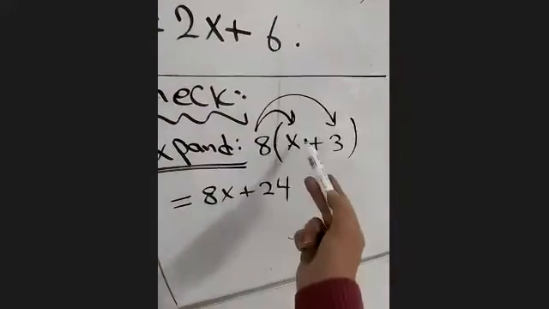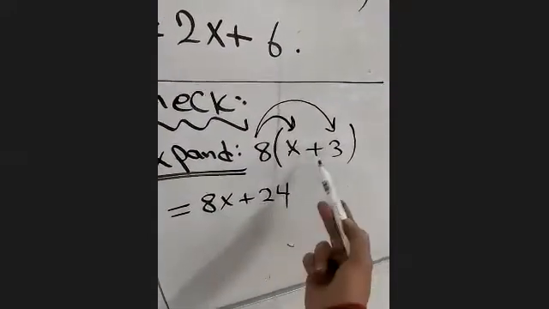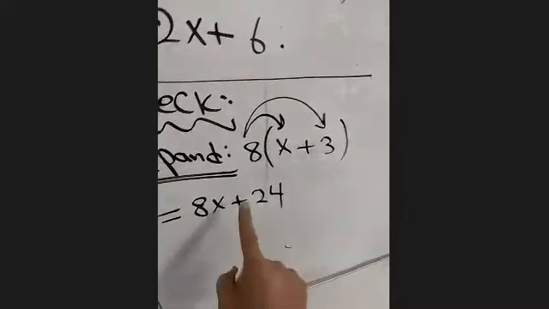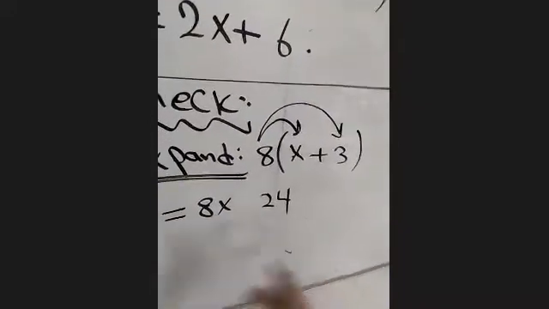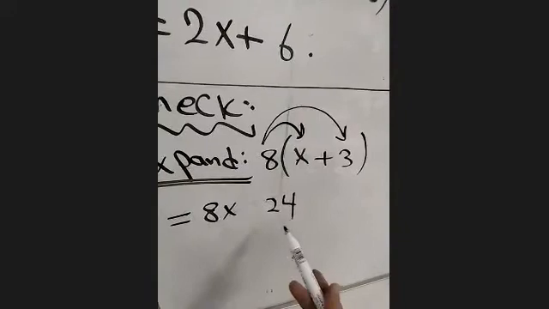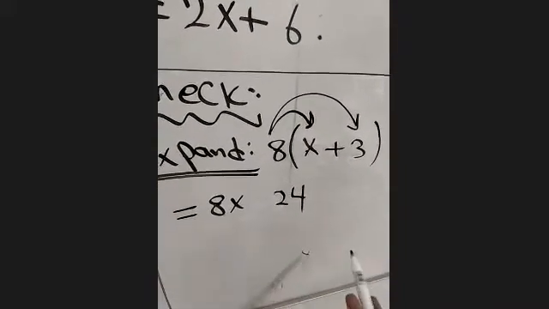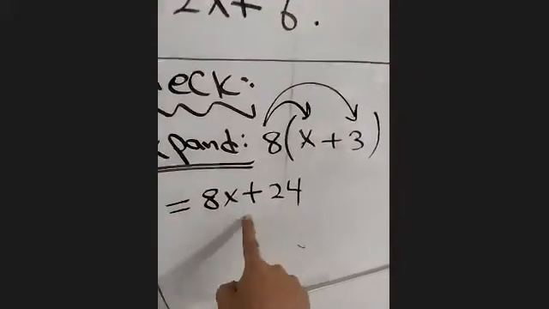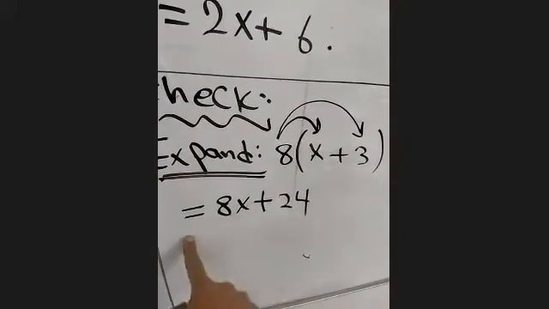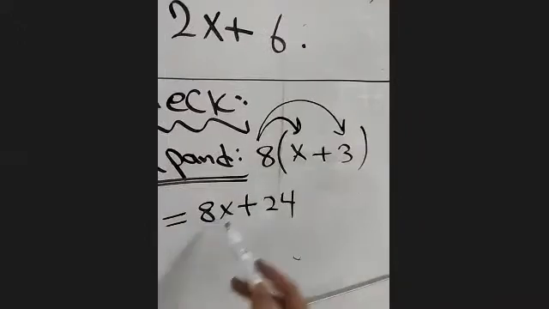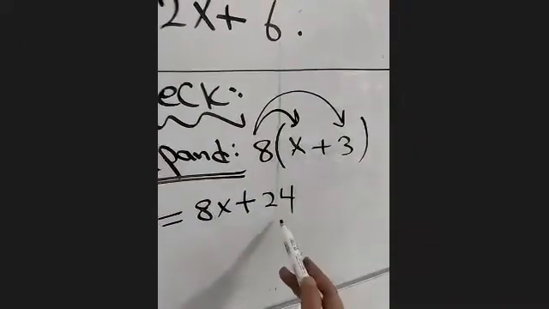So 8 multiply x, 8x, plus comes down. Don't forget the plus. Don't put it like this. What's this? This is not math. Don't forget these things. 8 times x, 8x. 8 multiply 3, 24.